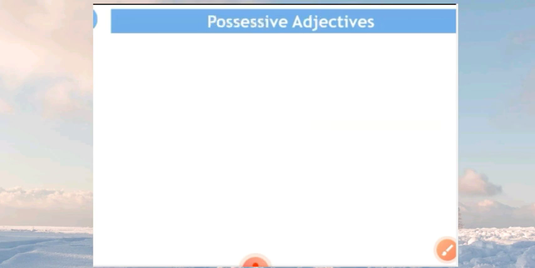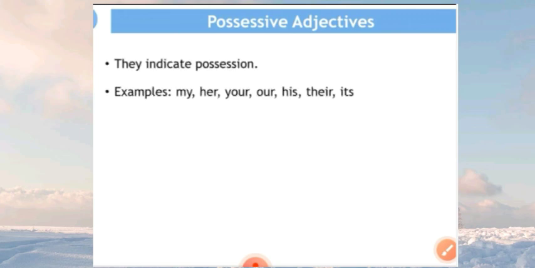And the final adjective type that we need to look at is the possessive adjective. Now, as the name suggests, possessive adjectives show possession. So we have words like my, your, his, her, their, our. All of these are examples of possessive adjectives. Let's take some examples here.